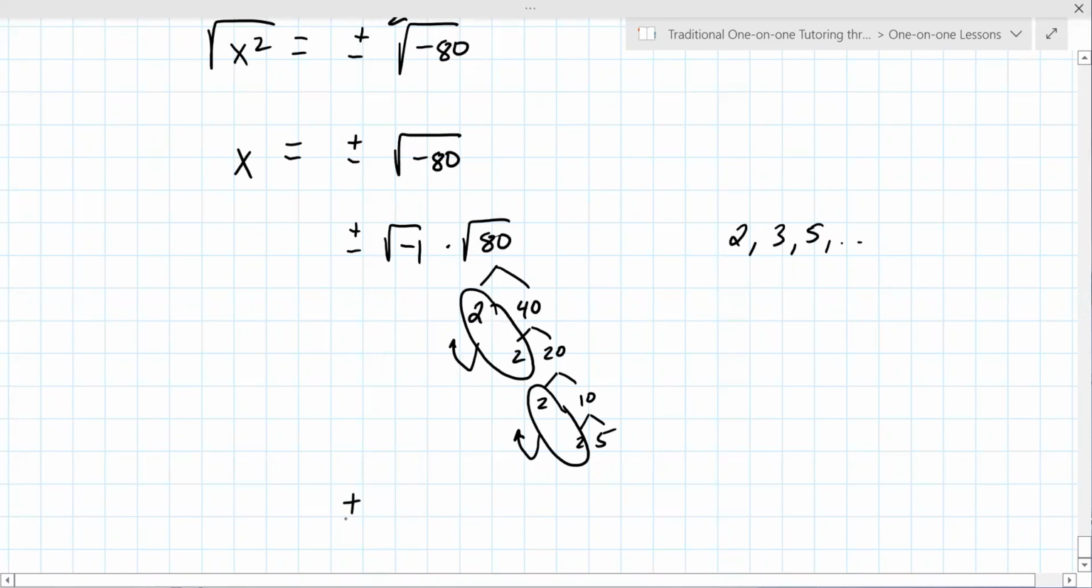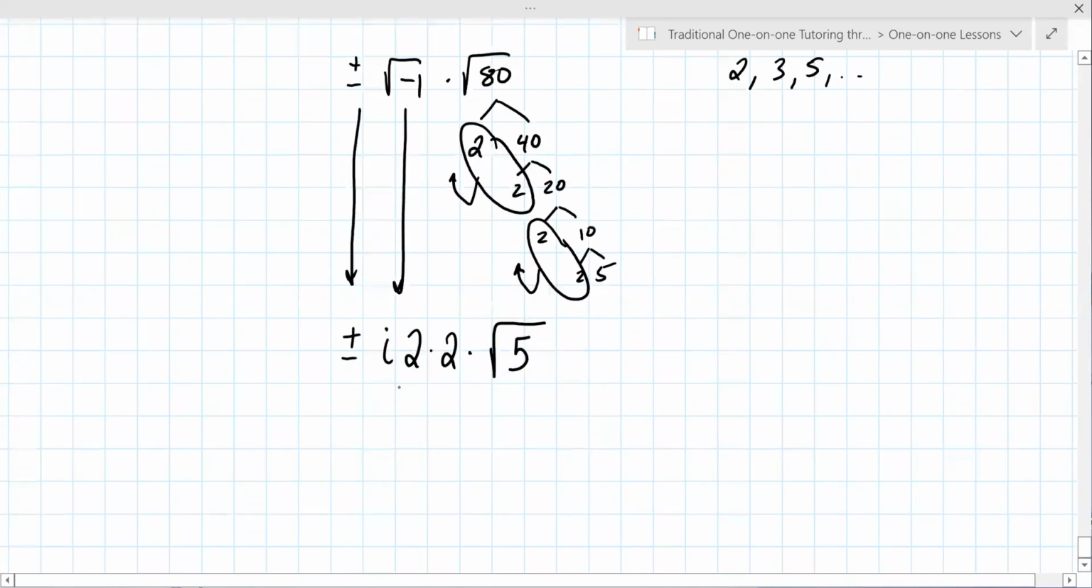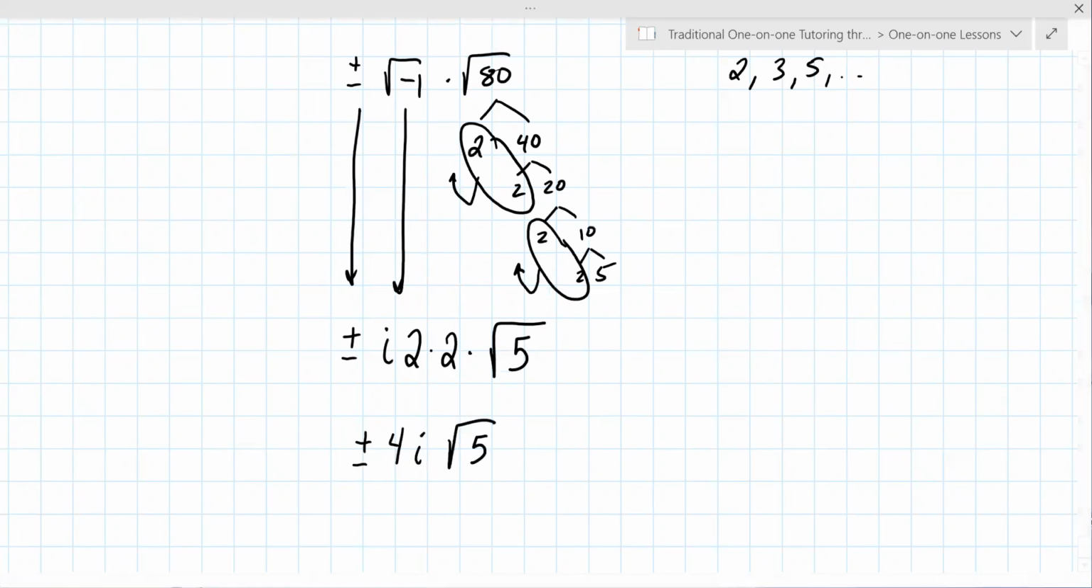So you've got plus or minus, you've got an i, you've got 2, you've got another 2, square root of what's left over, 5, and then you just combine, kind of reorder. Generally, you put the number before the letter, before the root. Yeah. Okay, that makes more sense. Okay, so we're up to 37 now.